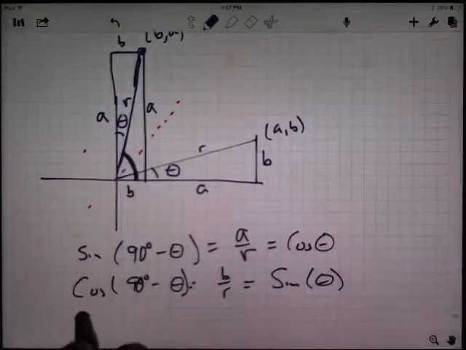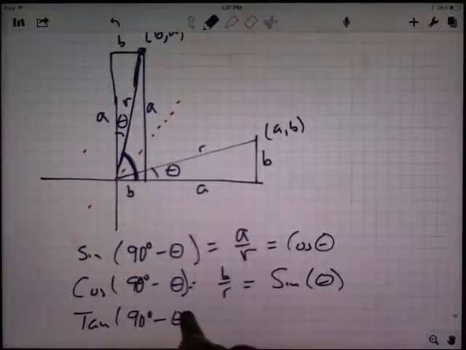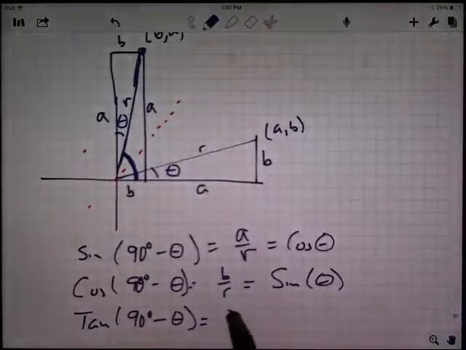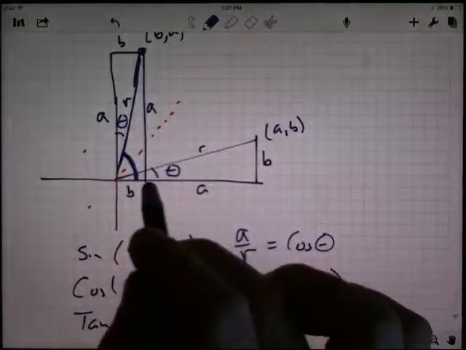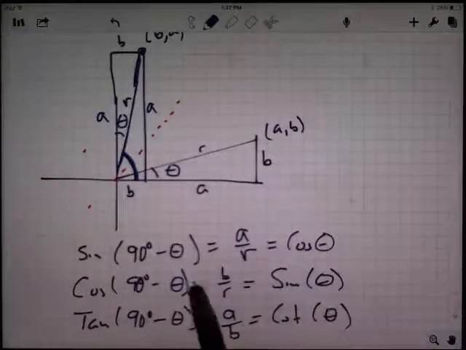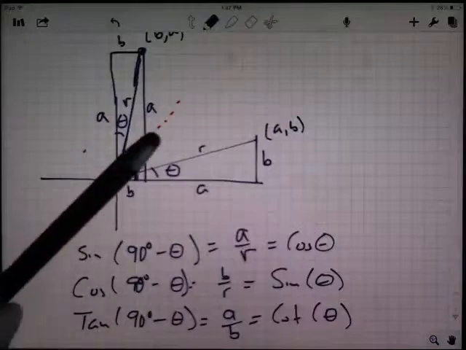And lastly, let's do tangent here. Tangent of 90 degrees minus theta should be a over b. But for theta, that's a over b. That's the cotangent. These we saw as our cofunction identities. It's reflection across the line y equals x.